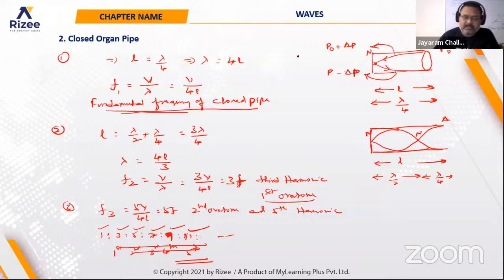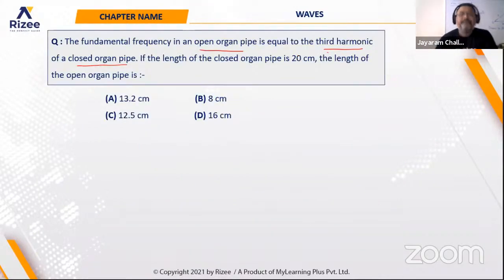Now as we have discussed the formula, I'll come back to this again. Coming to this question: what is the fundamental frequency of an open pipe? The fundamental frequency of the open pipe is V by 2L, and this is equal to the third harmonic of the closed organ pipe. The third harmonic of the closed organ pipe should be 3V by 4L of the closed one. This is the condition.